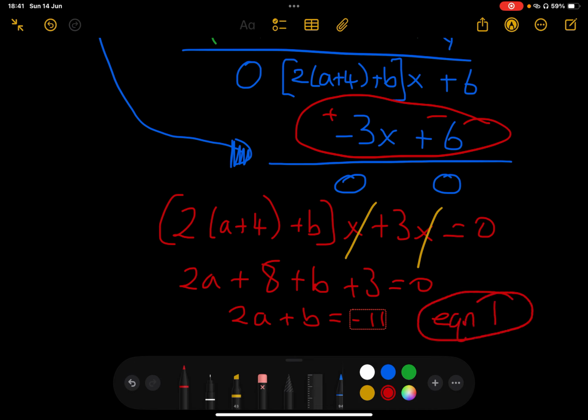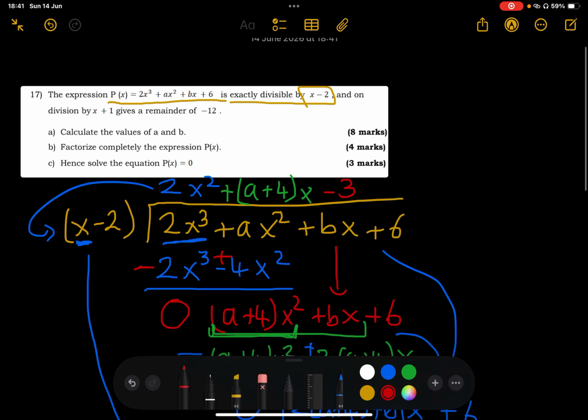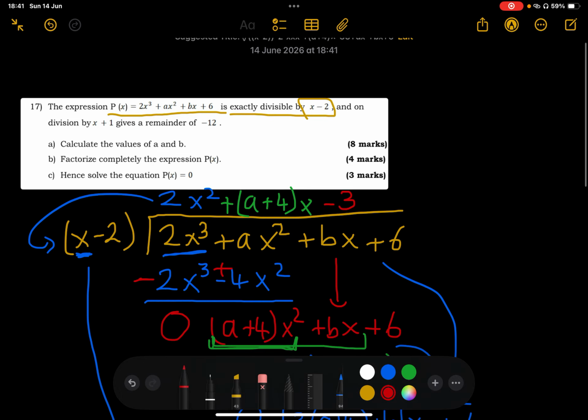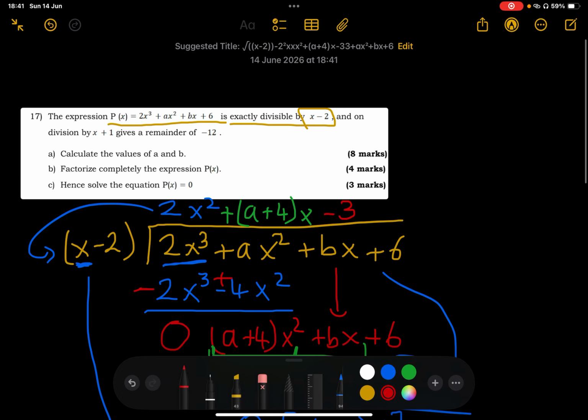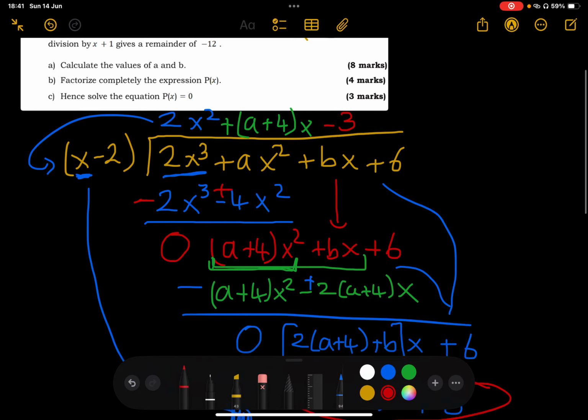So far we have one equation, but we have two unknowns, a and b. So we need to make another equation. The next equation we have is that on division by x plus 1, it gives a remainder of minus 12. So we're going to do the same thing, or a similar thing, but at the end, instead of wanting 0, we're going to want minus 12.